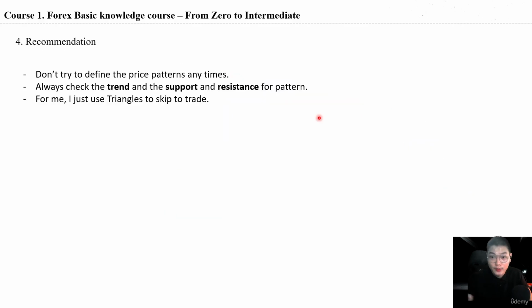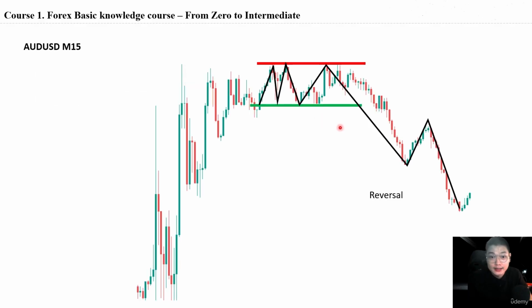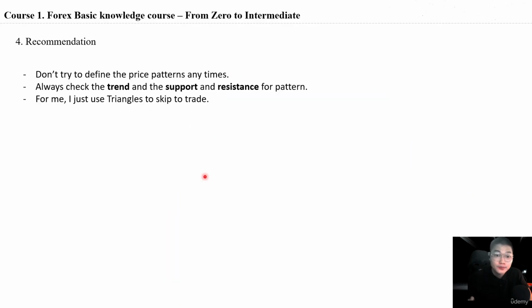And the next one is my recommendation, also the last one. When you're trading with a pattern, don't try to define the price pattern anytime, because some of the time you can see, for example, we have a very large tail in this candle. When you enter with a big tail like this, it might be that the pattern is not exact. If you enter like this, you may fail and lose money. This is very important to see.